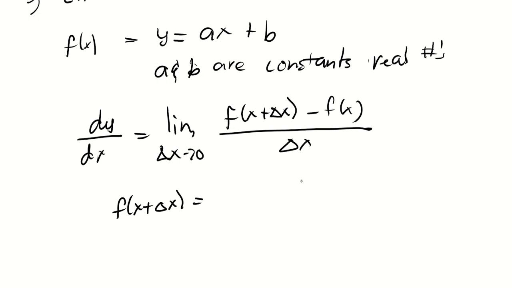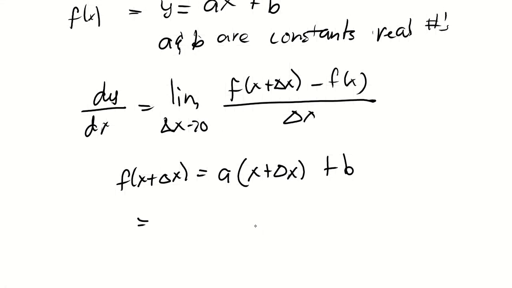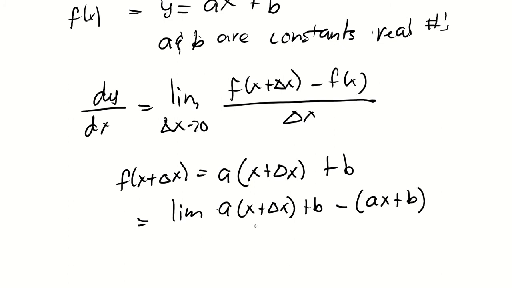This will be equal to a times x. We change x with x plus delta x, plus b. Then we substitute now. We have here the limit of f of x plus delta x, which is this one, a times the quantity x plus delta x, plus b. Then we subtract f of x, which is ax plus b, all over delta x as delta x approaches 0.